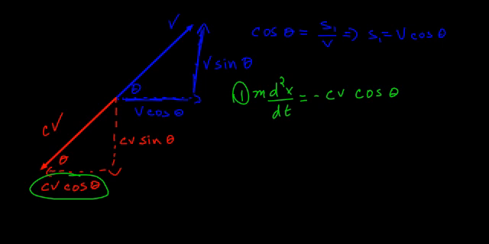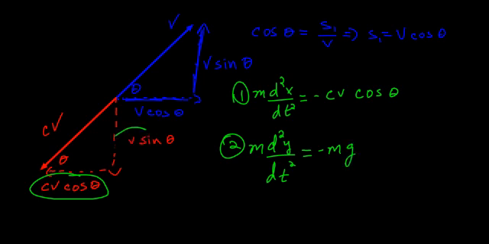Okay. Now number 2, we've got mass times acceleration in the y direction. Oops, I should have put a square there. m d squared y over dt squared is going to equal, let's see what's acting. We've got gravity pulling down, negative mg, and then we've got the drag force there, minus CV sine theta. And that's going to be our differential equation that we have to solve.